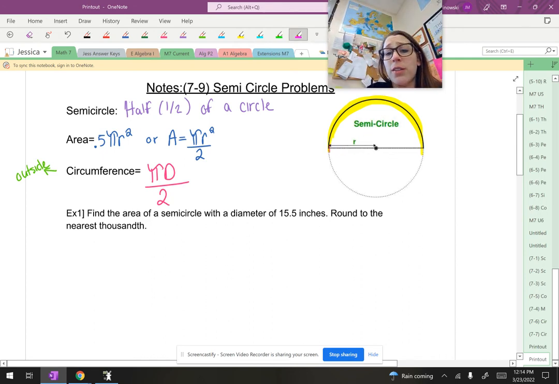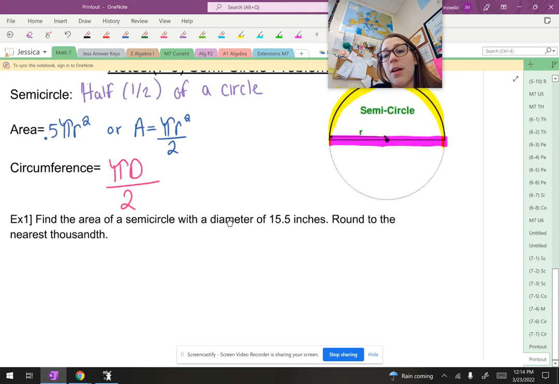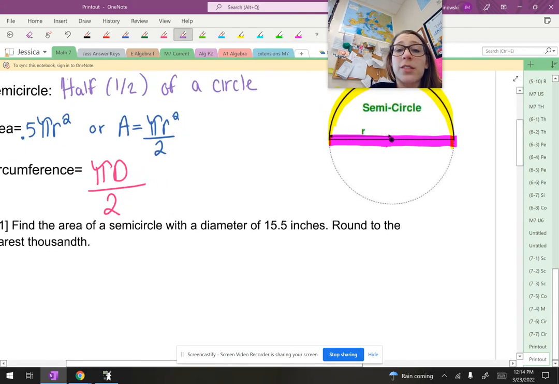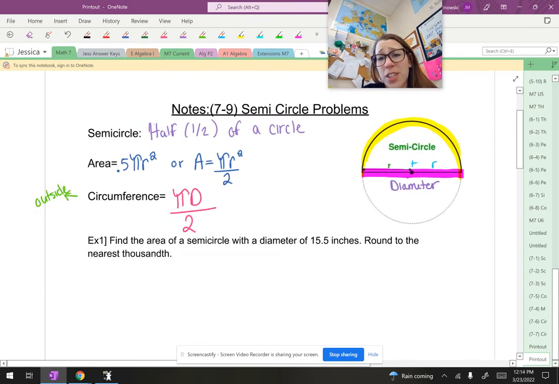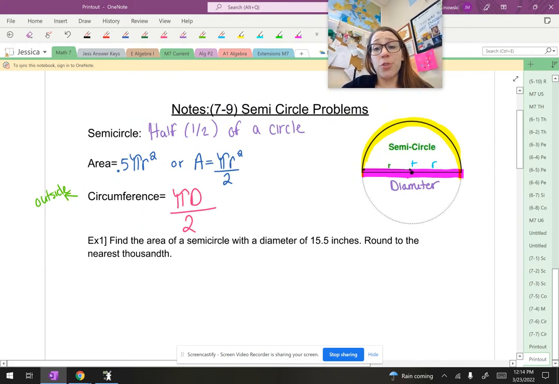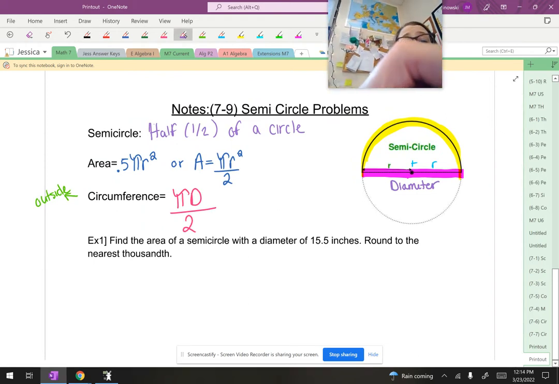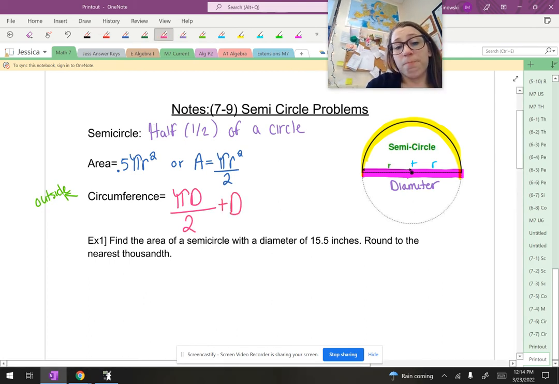What do you notice about the length of that purple section? What does that purple section represent there? That purplish pink highlight represents a radius plus a radius, which is a diameter. So it's not enough to just take your circumference formula and divide it by 2. You have to go back and add in that extra diameter.